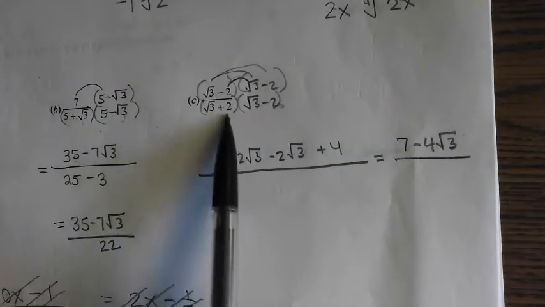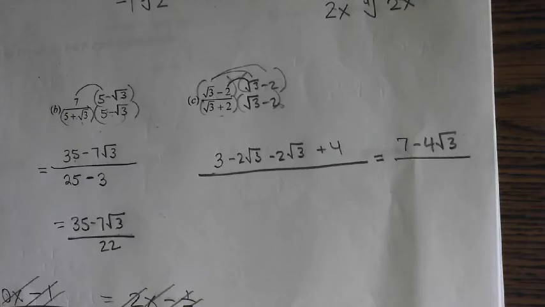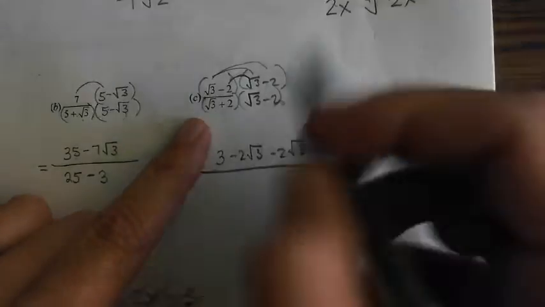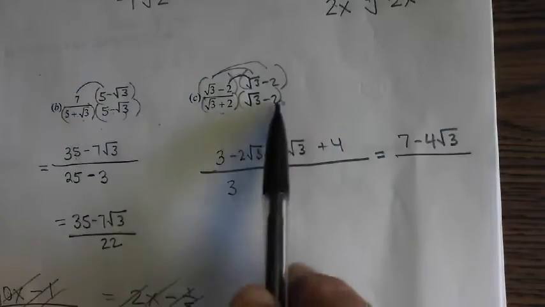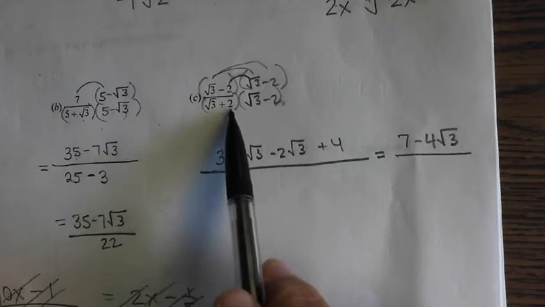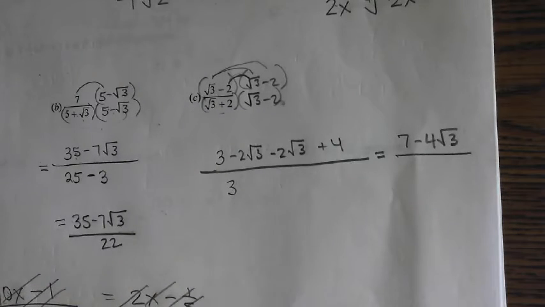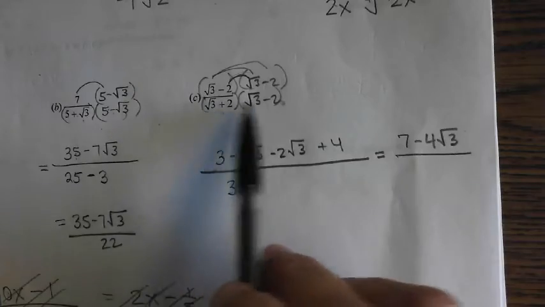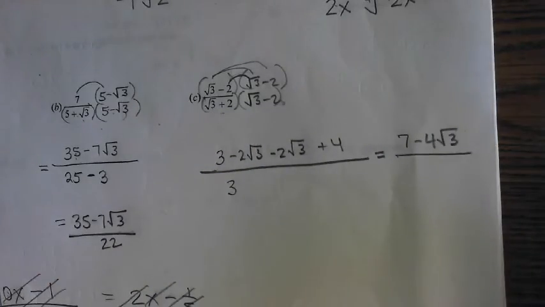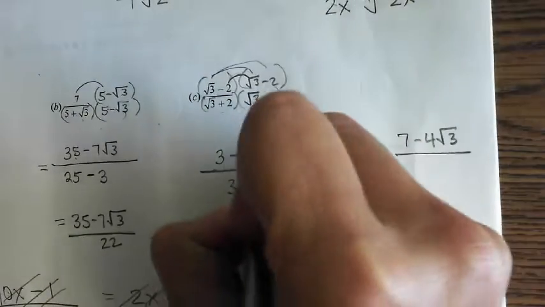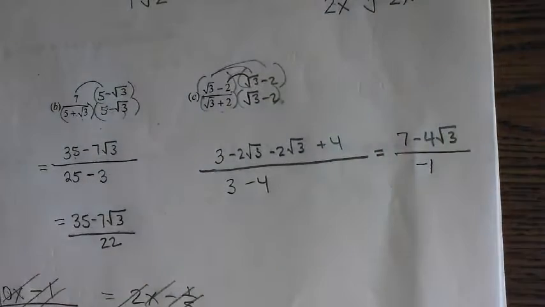Whereas on my denominator, I designed these to be conjugates. So root 3 times root 3 is 3. My outer, negative 2 root 3, will cancel with my inner, which is positive 2 root 3, so I'm not even going to write that. And then minus 4, right? 2 times 2. So just negative 1.